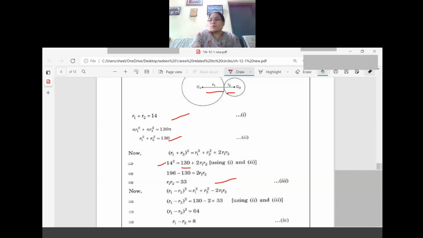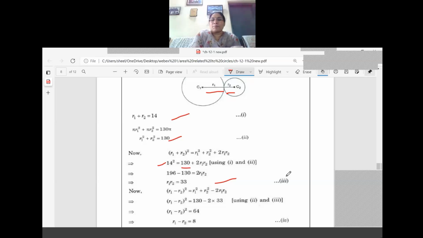So what is remaining there? 2 R1 R2 is unknown. From there, what we have to calculate is R1 R2 only. So R1 R2 equals 33. After that, what is the next step? That is important here. R1 minus R2 whole square, we are calculating that also.